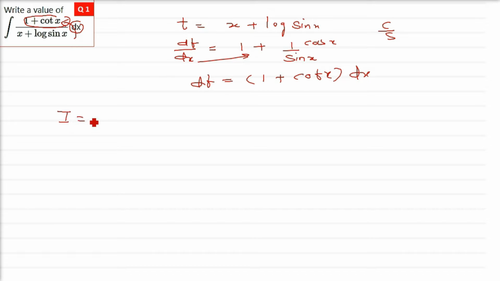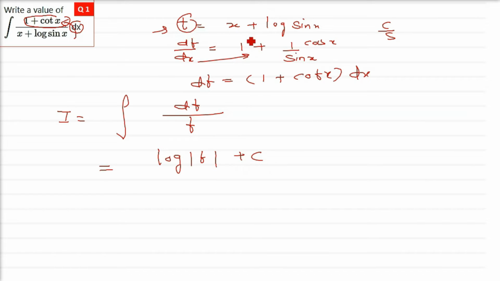So the integration will become something like this after taking into consideration the replacement of t which we have taken. The numerator is 1 plus cot x dx, which we already got as dt, and x plus log sin x was taken as t. And dt by t is directly log modulus of t plus a constant of integration. Now initially we took t as x plus log sin x, so the final replacement will be replacing the t with the original thing. That will be log modulus of x plus log sin x, inside the modulus sign, plus a constant of integration. This is your final result.